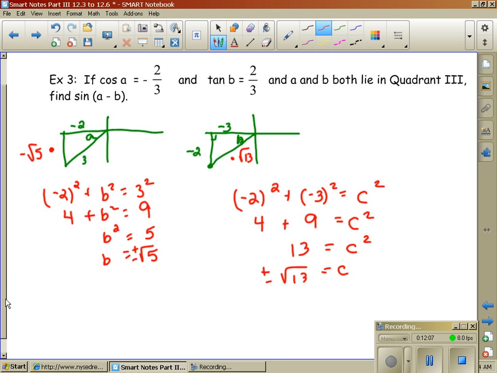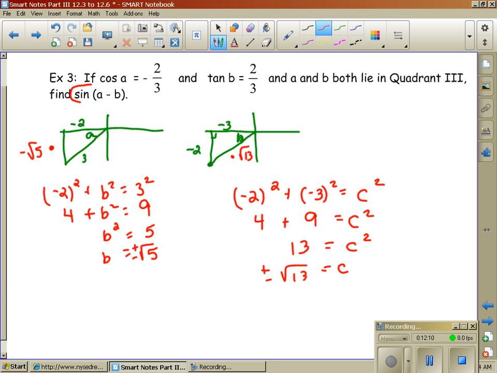Okay. So we set up our triangles. Now we need to go to our formula sheet. Let's go look at your sheet. Sine of A minus B.